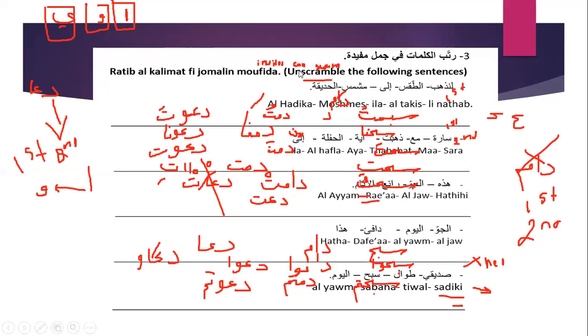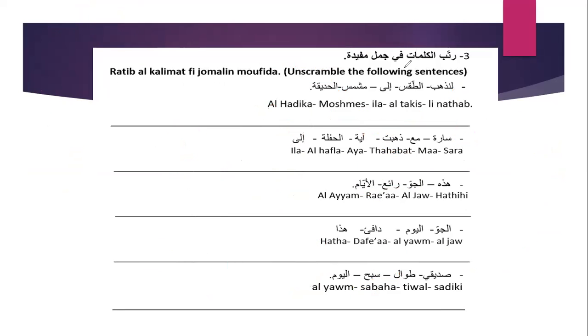Now, let's see the last question for today. Unscramble the following sentences. I'm going to start with this sentence here. Al-jaw, what do you mean by al-jaw? The weather, okay. Al-yawm, day, okay. Dafi is what? Warm. And هذا is what? This. What does it become now? The weather is warm today.